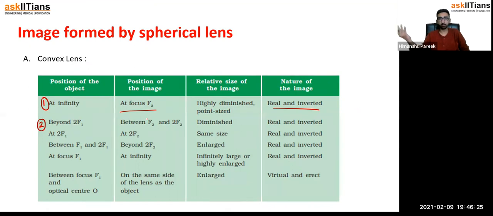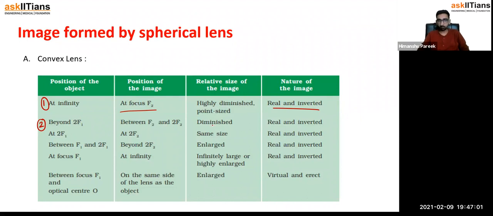In the case of concave mirror also, when the object was beyond 2f, the image was getting formed between focus and center. One more suggestion, if you want to do the comparative analysis here, you would find that lenses and mirrors are almost opposite. Convex lens behaves like a concave mirror, and concave lens behaves like a convex mirror. So it's quite opposite.